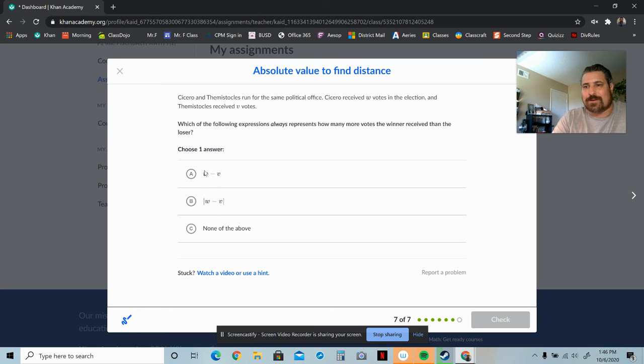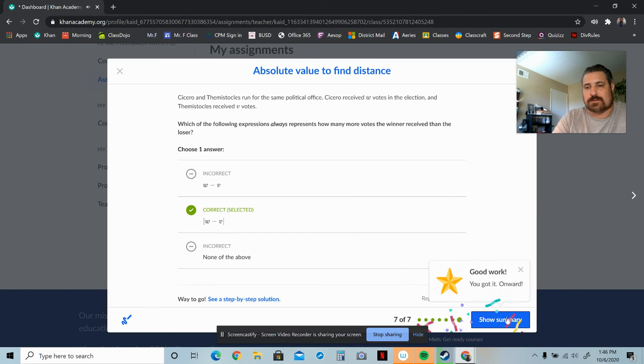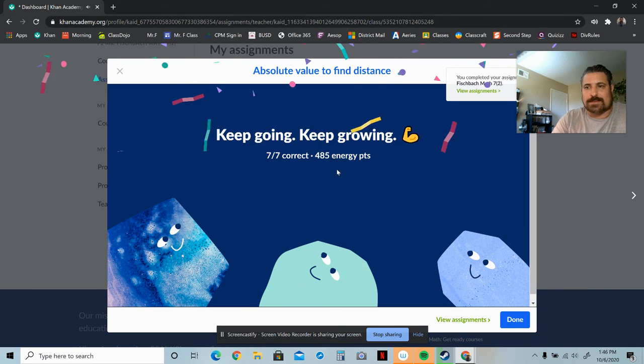And as we know, there's no way you can have negative votes, right? So it's about how many votes is the difference between them. So this is what you want. You want the absolute value of the difference. And that's how you do that problem.